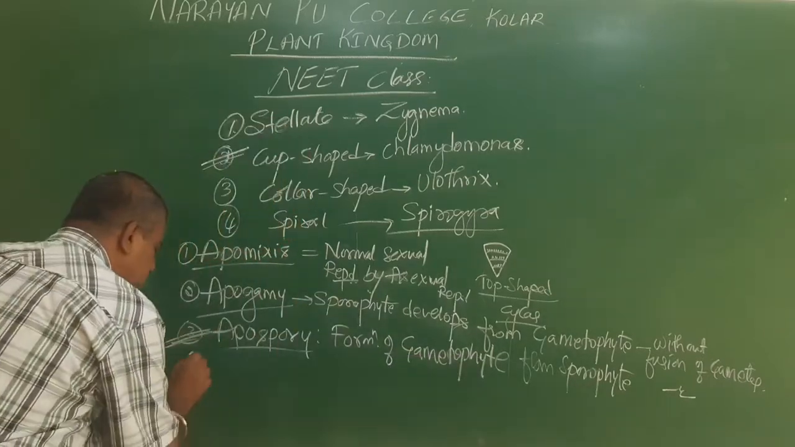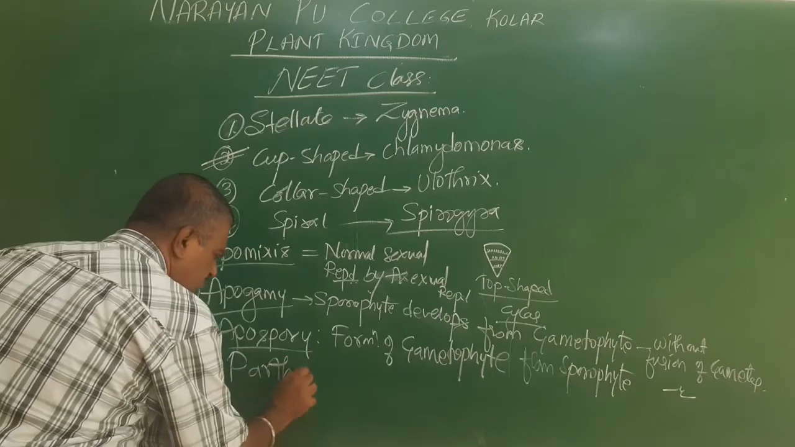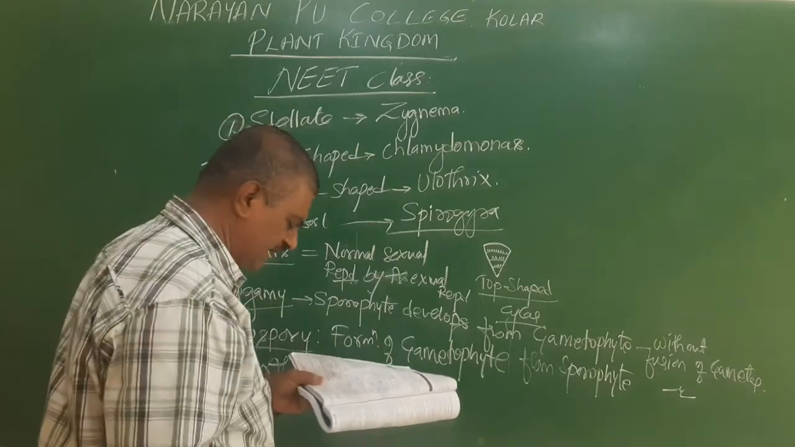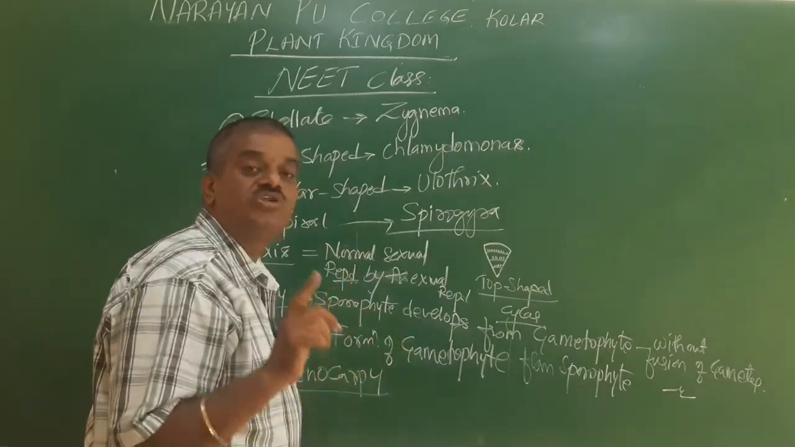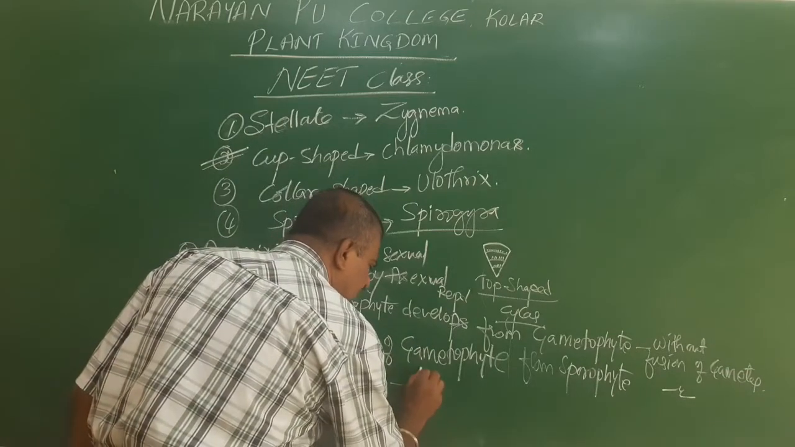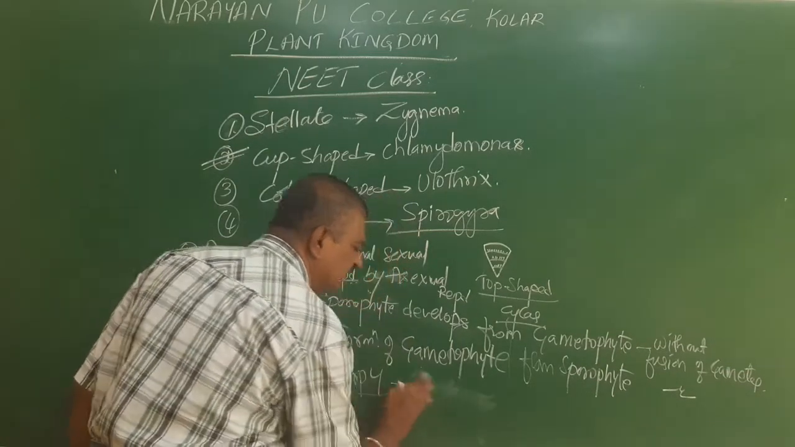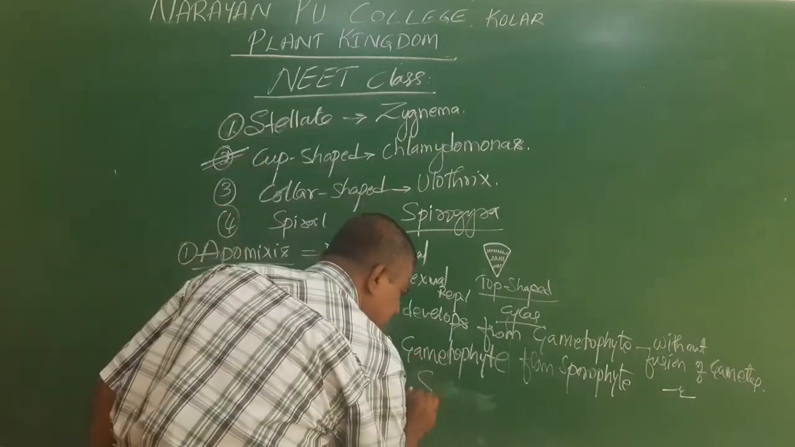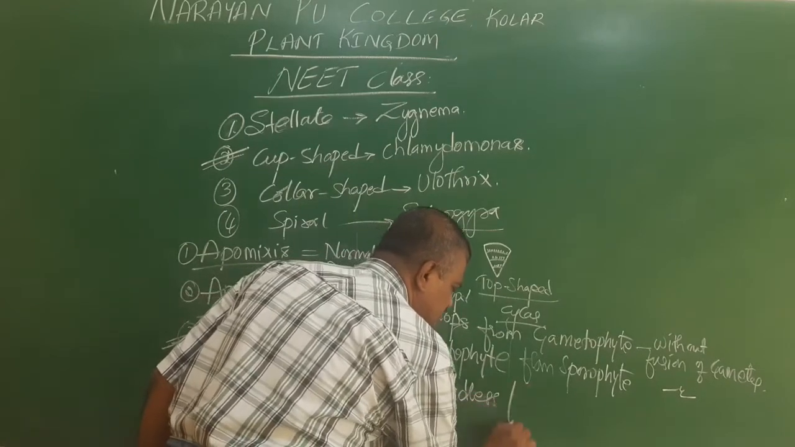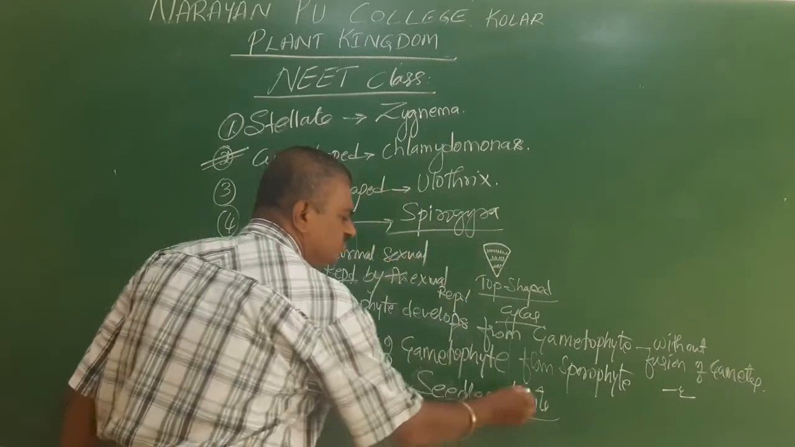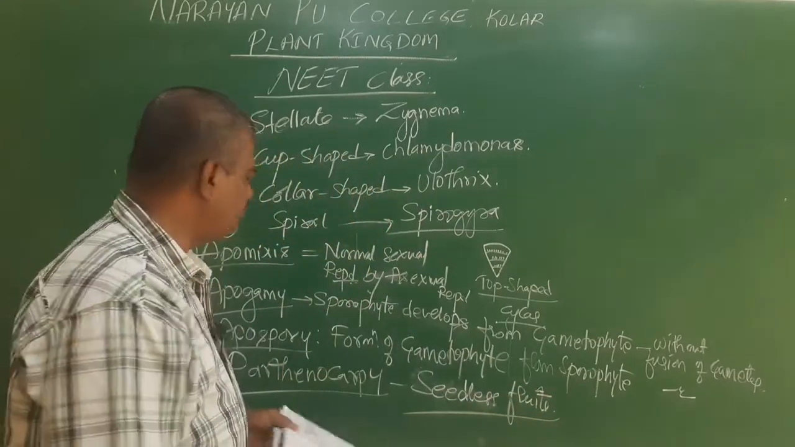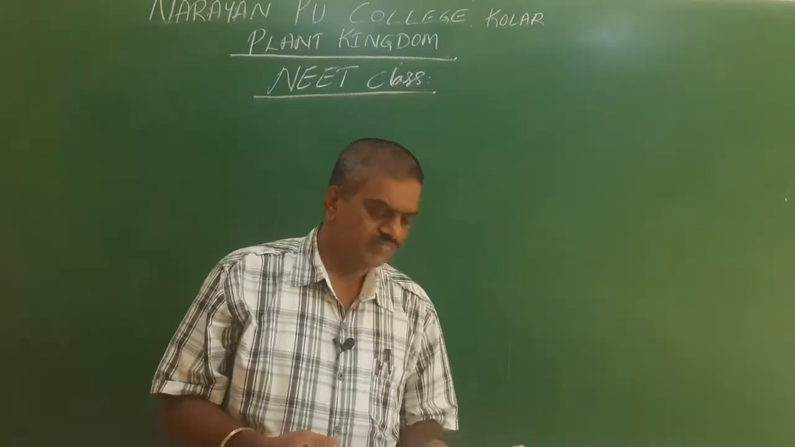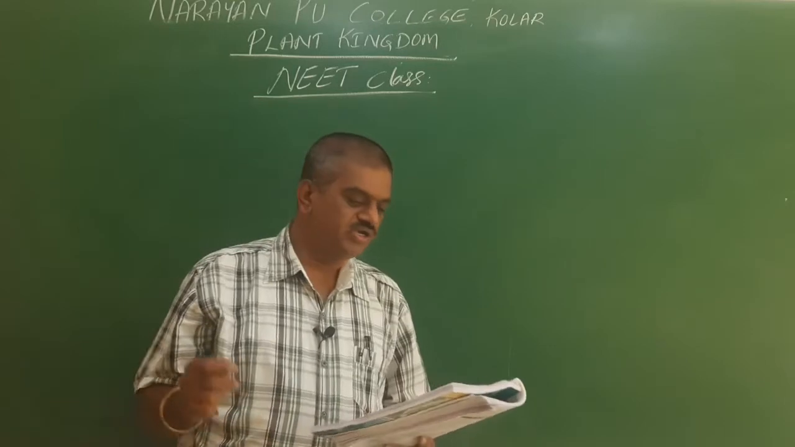And the fourth one is Parthenocarpy. This Parthenocarpy is nothing but fruit formation without the fusion of gametes. Here the meaning of fertilization may lead to confusion, but here fusion of gametes never takes place. Hence it is also called seedless fruits. So the right answer is apospory. So we'll go for the next question, the 18th question.